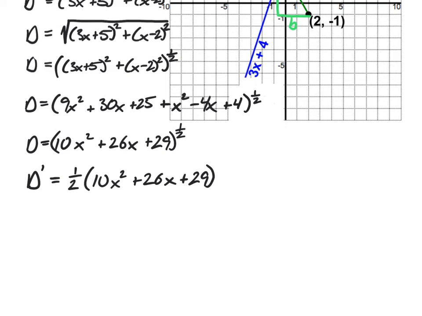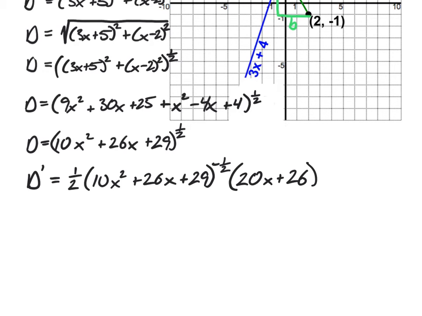But now we subtract 1, of course, from the original exponent because we're using power rule. And so then 1/2 minus 1 is a negative 1/2. But then remember chain rule, so we still have to multiply it by the derivative of that inner function. So we're going to be multiplying it by the derivative of the quadratic there. When we do that, we end up getting 20x plus 26. All right, we found our derivative.